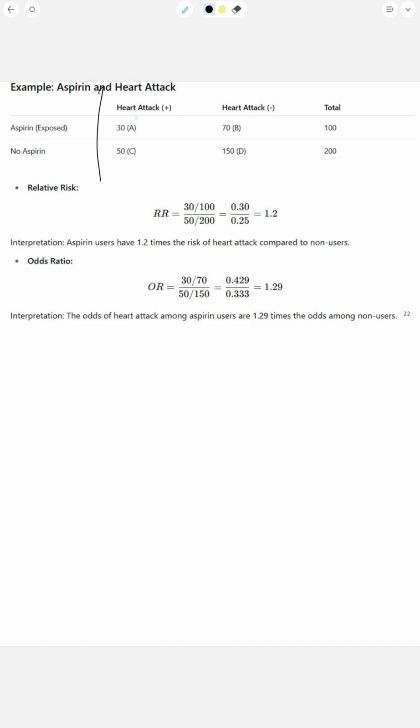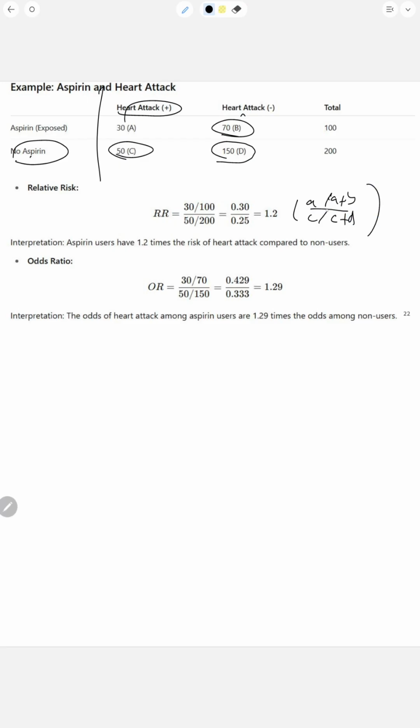Fine, so what can we conclude from here? 30 people who had aspirin had a heart attack, and 70 people who were taking aspirin had no heart attack. 50 people who had no aspirin had a heart attack, and 150 people who had no aspirin had no heart attack. So if you're asked to calculate the relative risk, remember, just putting in the numbers, and remember we said relative risk is given by A over A plus B, and then C over C plus D, and you have to just memorize this formula, guys.